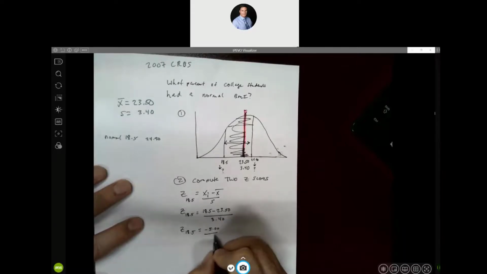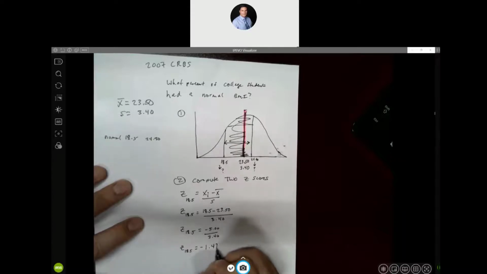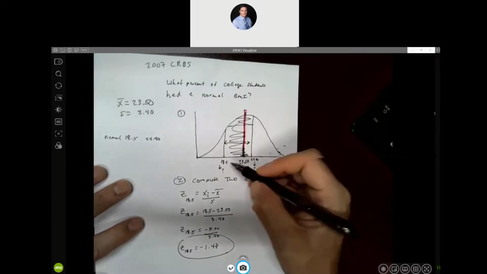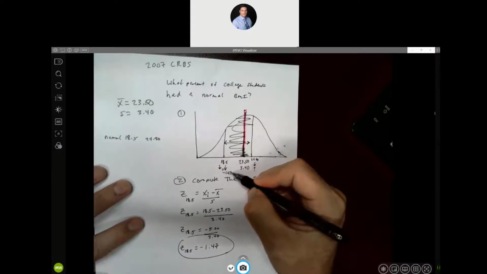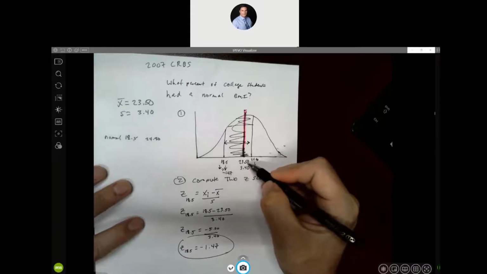So we'll keep working that out, and we'll end up with a z-score that's equal to a negative 5 over 3.40, or z for an x sub i of 18.5 of a negative 1.47. So we did it. We computed what this score is. It's a negative 1.47, when the mean is 23.50 and the standard deviation is 3.40.